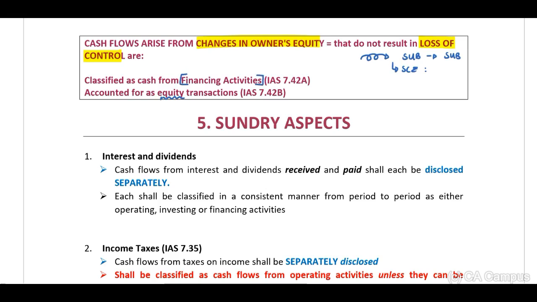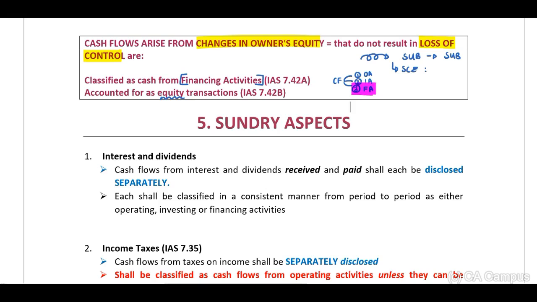Now, remember, on your cash flow statement, we have the three categories. Number one, our operating activities. Number two, our investing activities. And number three, our financing activities. Now, they indicate to us if there is cash flows that arise from changes in owner's equity, that we need to include this in our financing activities. And you need to remember that this is an equity transaction.